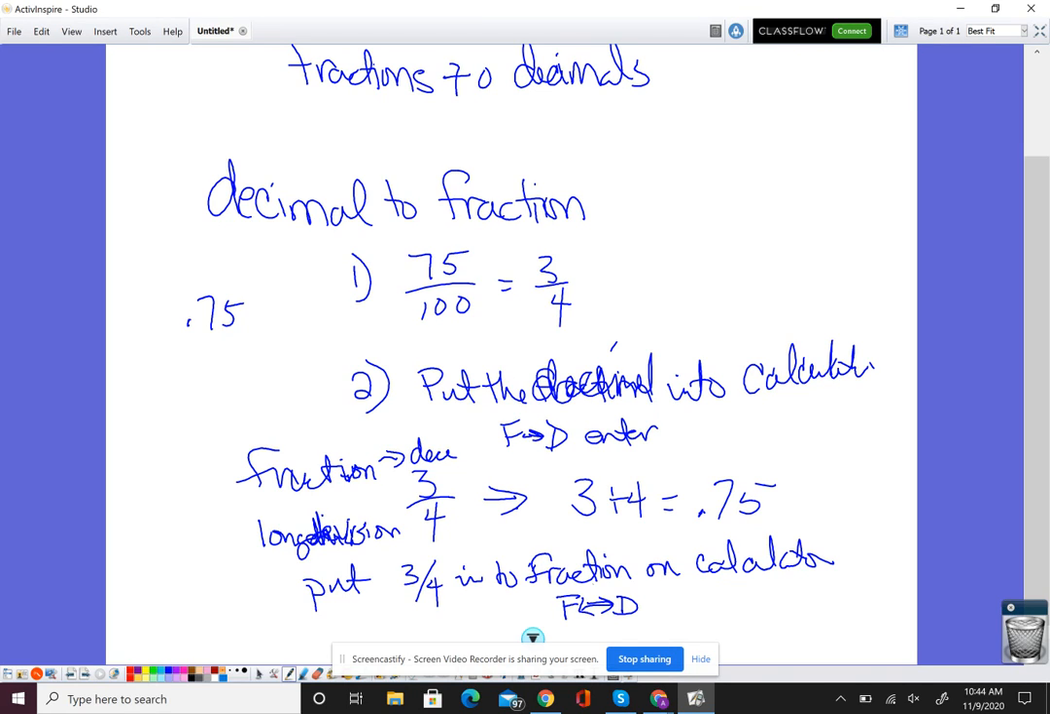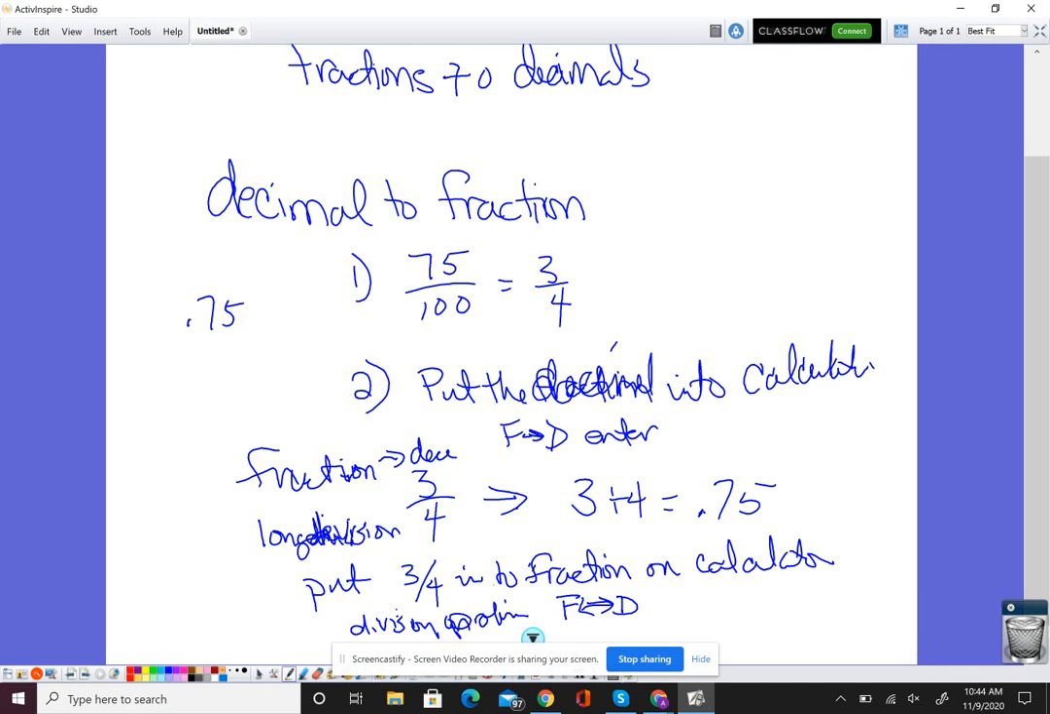Is there a third way to do the fraction to decimal? Long division, putting in the fraction, or you can treat it as just a division problem on your calculator. 3 divided by 4. And that's probably the easiest, as long as your calculator is set up to go to decimal.